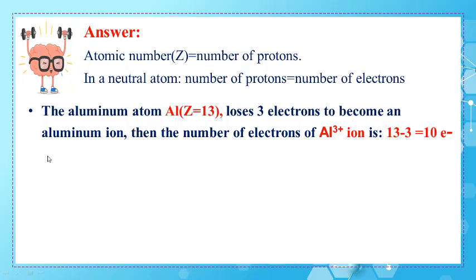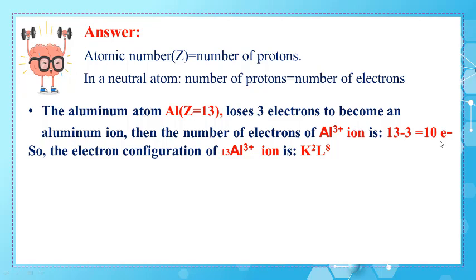For writing the electron configuration of Al3+ ion, the aluminum atom having Z equals 13 will lose 3 electrons to become an aluminum ion. Then the number of electrons of Al3+ ion is 13 minus 3 electrons to give 10 electrons. So the electron configuration of Al3+ ion is K2L8.